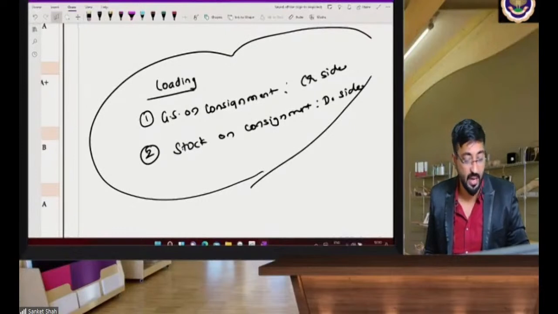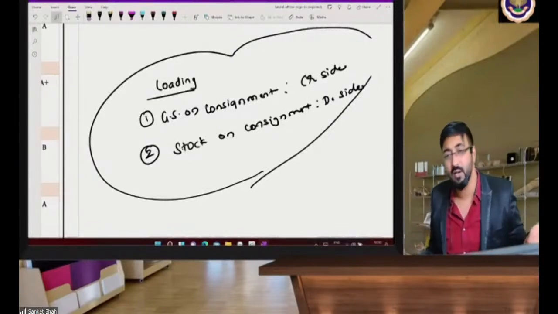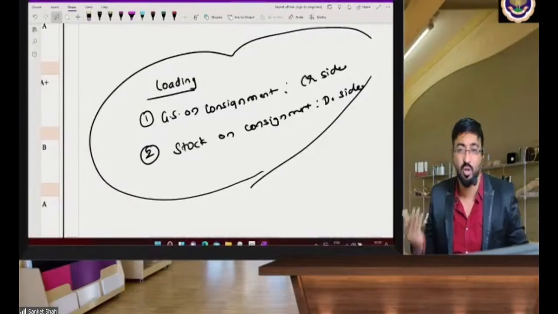Loading has to be cancelled. One more A plus question. And what is new in this question? Abnormal loss. Yes, we understood it. Overriding commission. We understood it. Now it's over. Overriding means extra commission that we are paying.